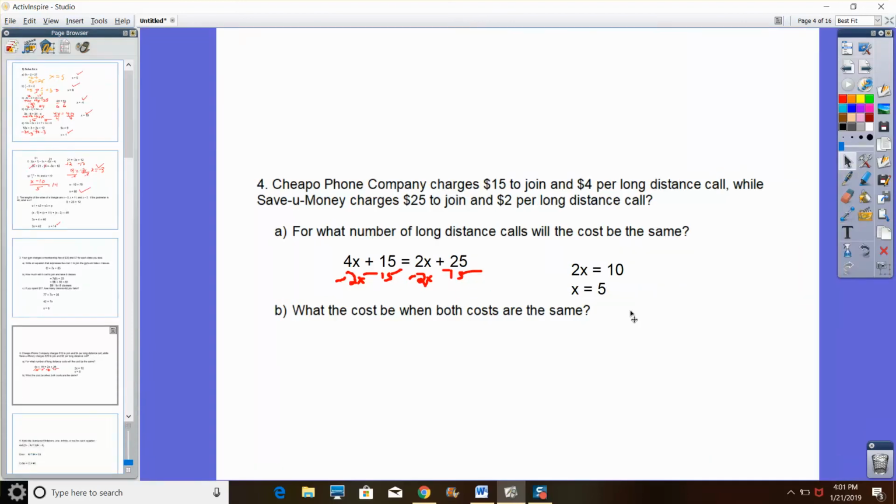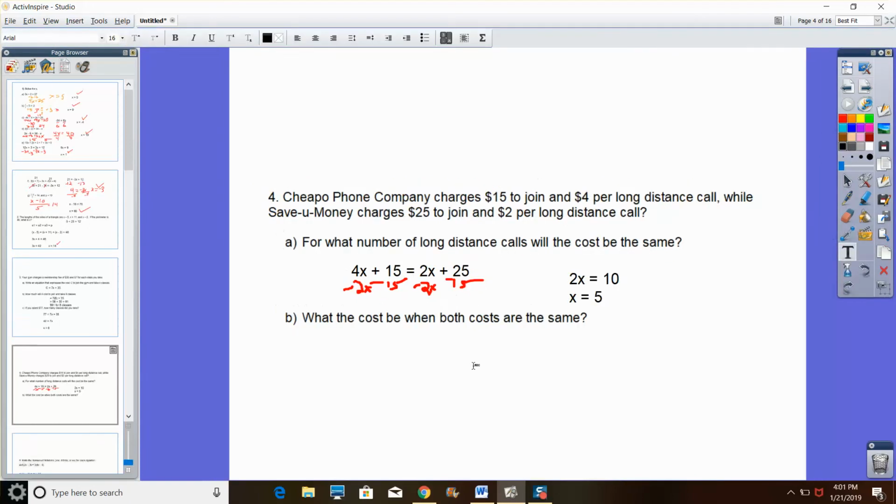And just to check, make sure 5, of course, what's the cost when both costs are the same? Of course, I'm answering question B at the same time while I check it. 5 times 2 equals 10 plus 25 is 35. And then 5 times 4 is 20 plus 15 is 35. So the answer to B, what's the cost when both costs are the same? It's $35. So that's that.